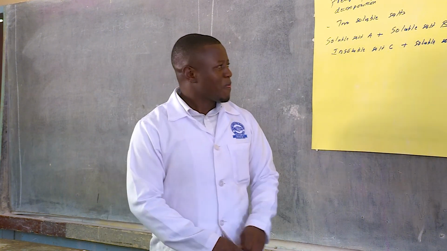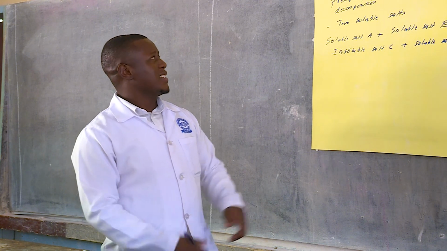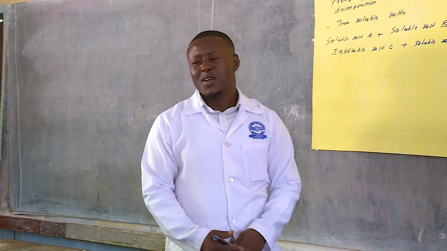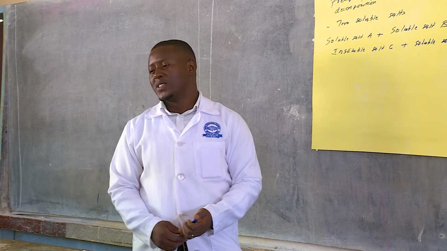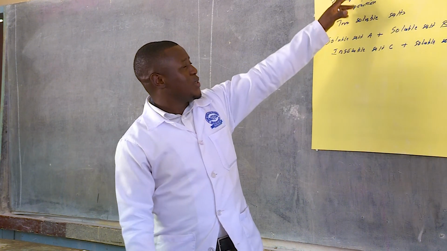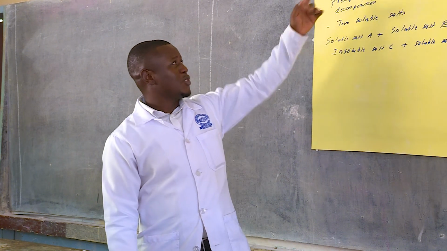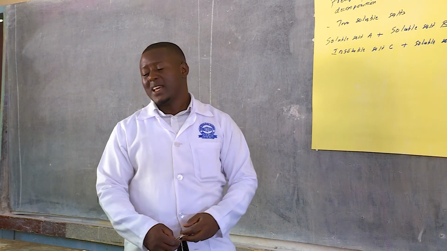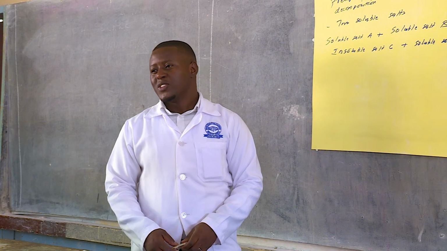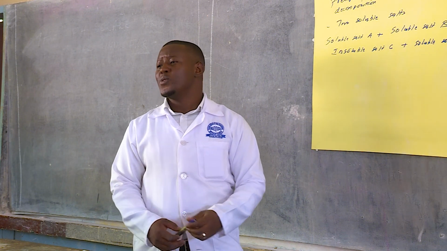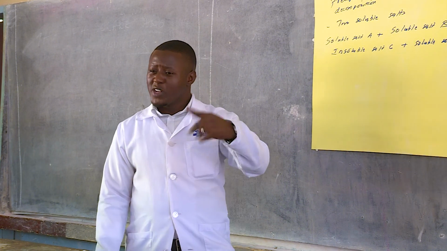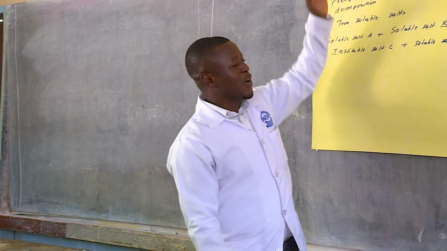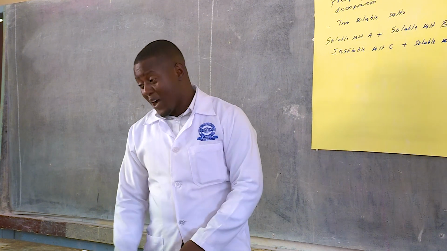Okay, now, in terms of preparation, since our focus is on preparation, we will try to prepare one salt which is insoluble, and this salt is barium sulfate. So you are going to react two salts which are soluble in nature, then you are going to produce this salt which we are calling barium sulfate.